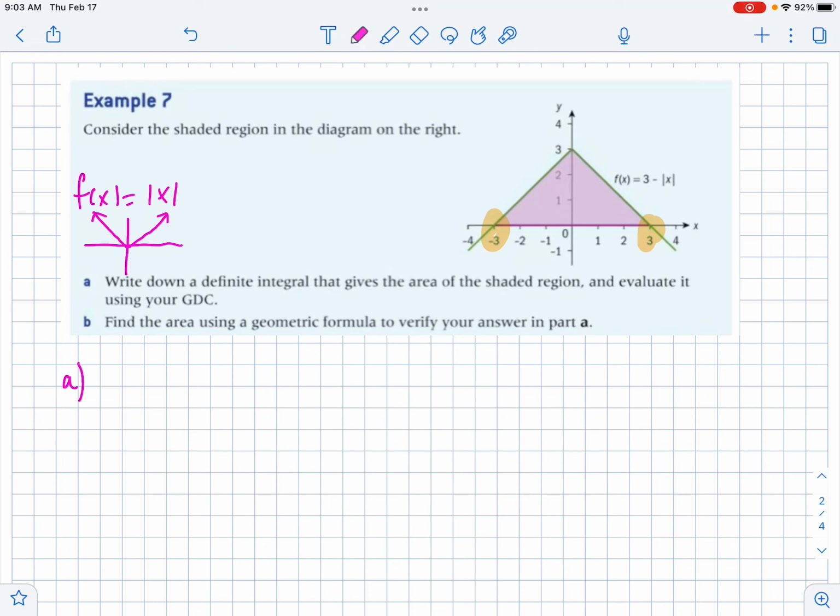The start point is negative 3 and the stop point is 3. So we know when we integrate, it's going to be negative 3 to positive 3. Then the function that we're integrating is an upside down absolute value that's been shifted 3 up. If you punch that into your GDC, which right now I'm fine with you using unless it says to not use a GDC, the answer is 9.